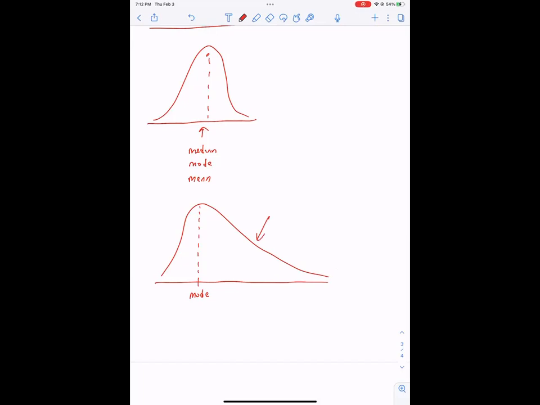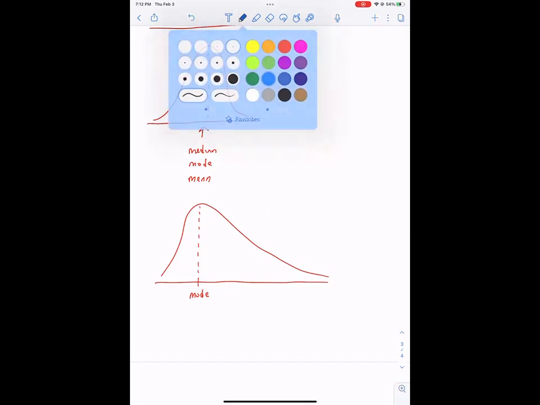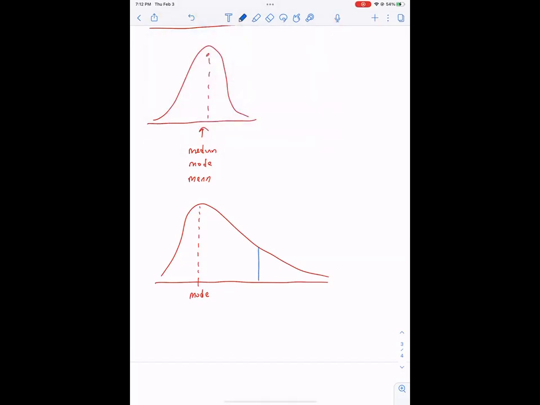Median. Okay, so let me see if I get this straight. You're saying if I divide up the area to the left of the blue and the right of the blue, that there's 50% in each of those two areas, because the median is the point at which half the data is below and half the data is above. So are you claiming that those two areas are equal? No, they're not equal, so that can't be the median. It should be further left.